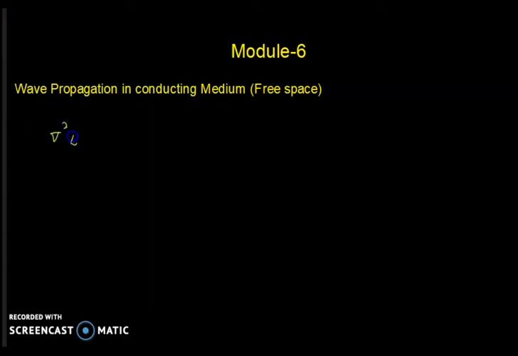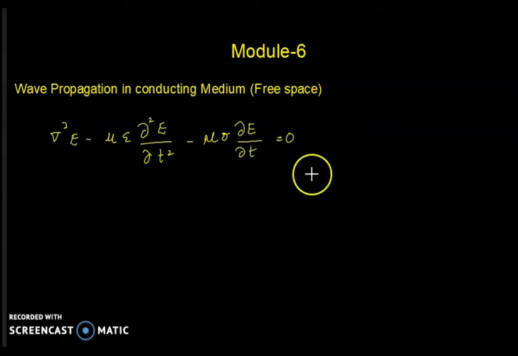del square E minus mu epsilon d square E by dt square minus mu sigma dE by dt equal to 0. This is the wave equation when it is passing through the conducting medium. Now we need to convert this to phasor form.